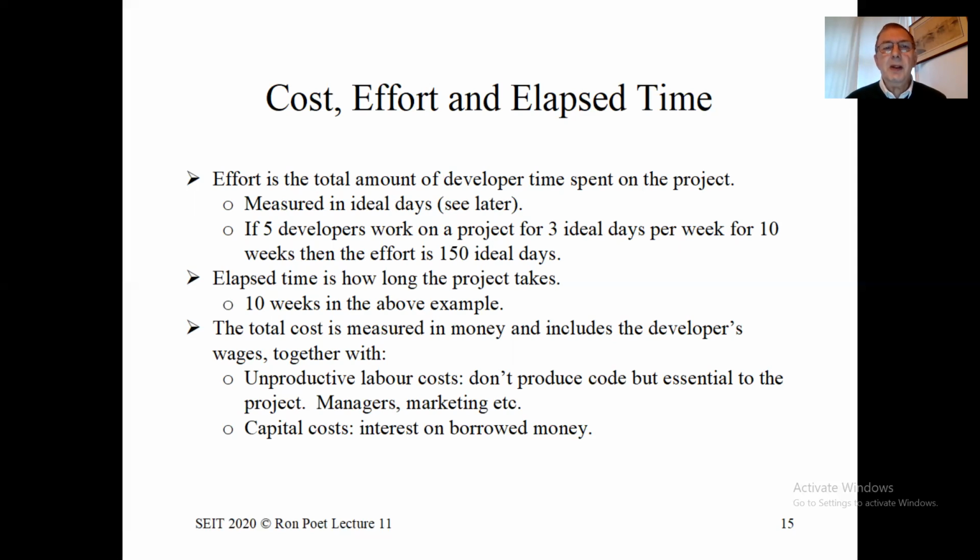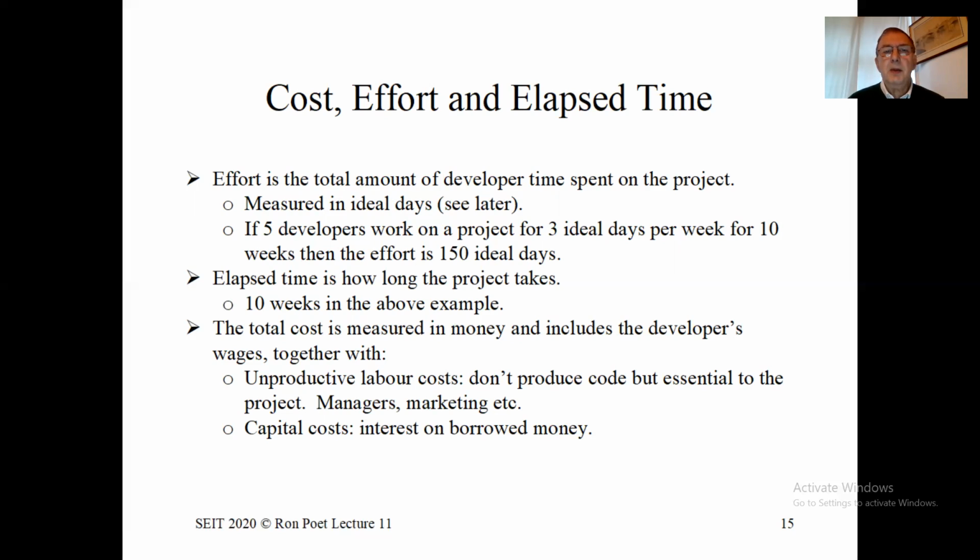So we've got 5 developers. They work on a project and each of them is working full time, which equates to only 3 ideal days per week. And they work for 10 weeks. The effort is the total number of ideal days. 5 developers, 3 ideal days per week. That's 15 ideal days per week. Do it for 10 weeks. So that's 150 ideal days. So that's the amount of developer effort that's needed on this project.